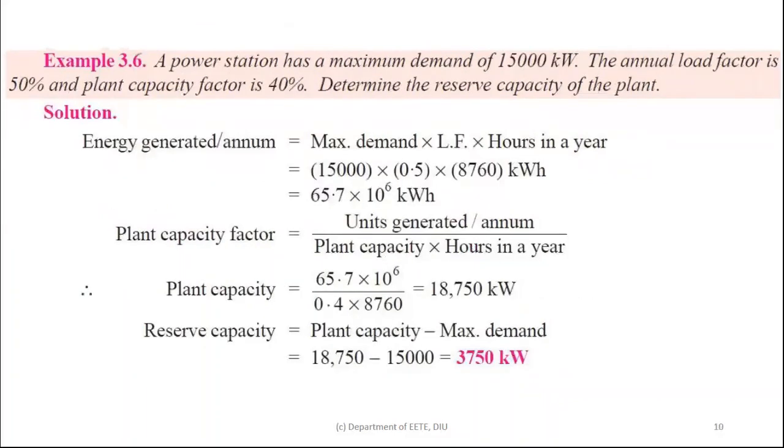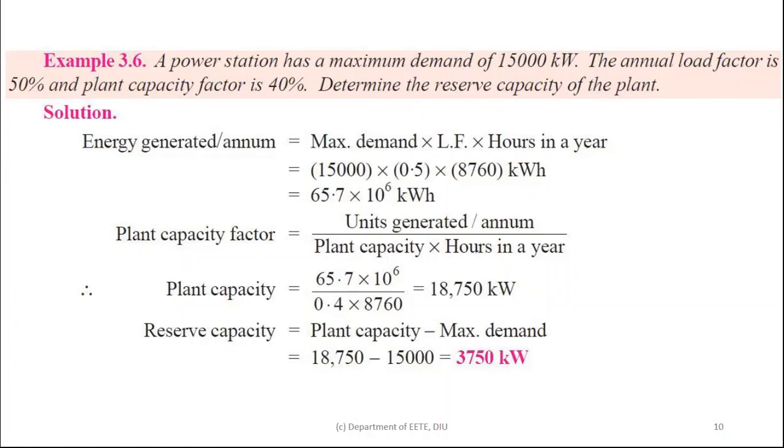And last but not the least, it will be very easy for you, so we don't need to discuss much. A power station has a maximum demand of 15,000 kilowatt. The annual load factor is 50%. The plant capacity factor is 40%. So determine the reserve capacity.